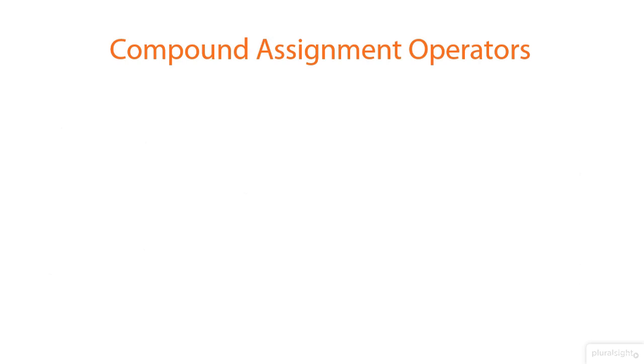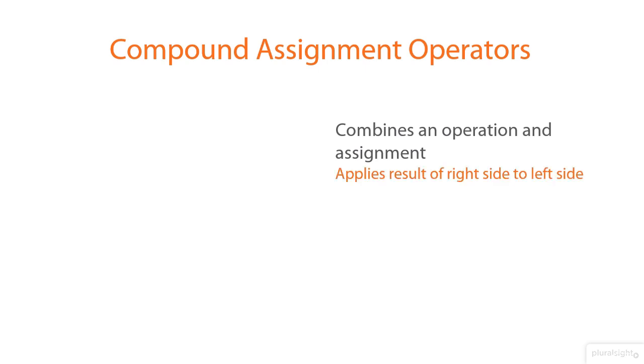The last category of math operators are what we call compound assignment operators. And what these do is they combine an operation and the assignment. So basically, it looks at the right side of the operator, takes whatever that is, and applies the operation to the left side, and then stores the value into the left side. So let's see what that looks like.